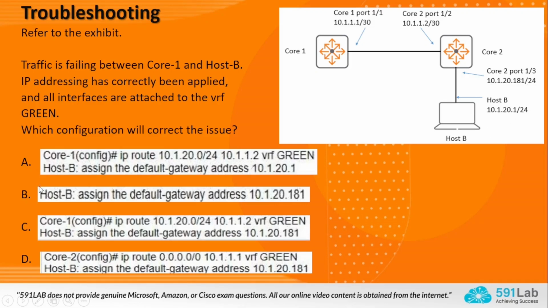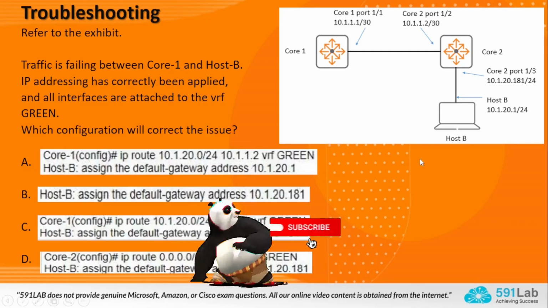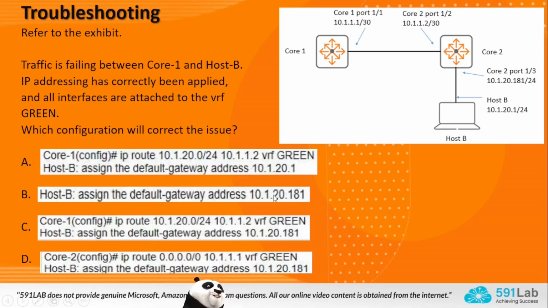So A is wrong. Option B, assign the default gateway address 10.1.20.181. Yes, that is correct. But it will not fix everything because we have already assigned 10.1.20.1 as the gateway, but it didn't solve the problem till we created the static route. So option B is wrong. It is not the only issue. And option C, IP route 10.1.20.0, 10.1.1.2 VRF green. Static route is correct. Assign the default gateway address 10.1.20.181. Yes. Option C is correct.